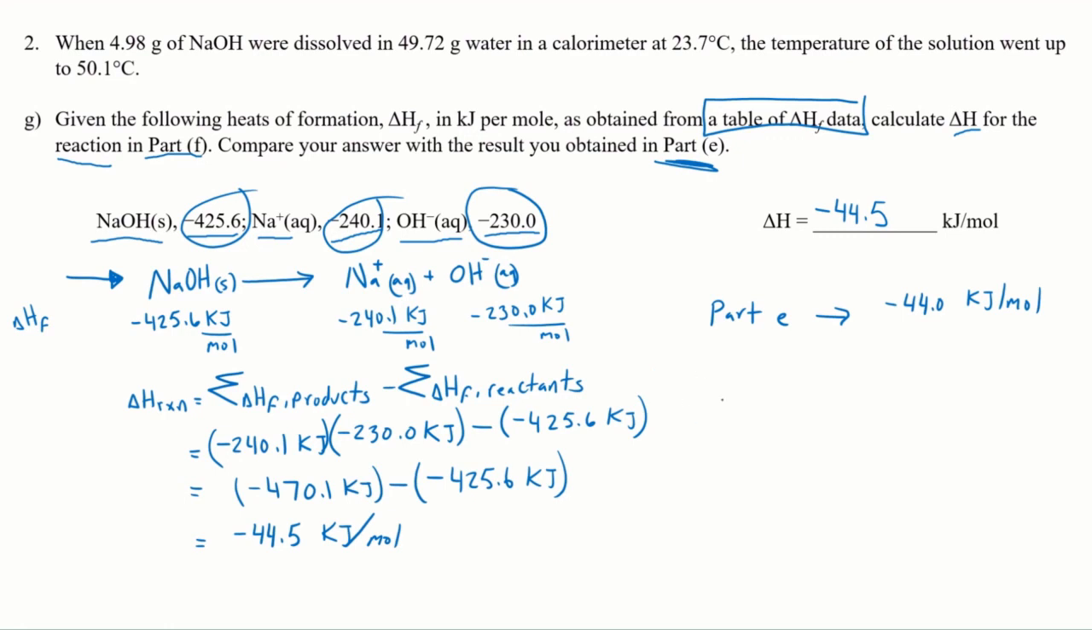Okay, so here I would say the results of part E and G agree very well. There is, of course, experimental error, but they agree very well. One is the literature value, negative 44.5 kilojoule per mole. Experimentally, I obtained negative 44.0 kilojoule per mole.